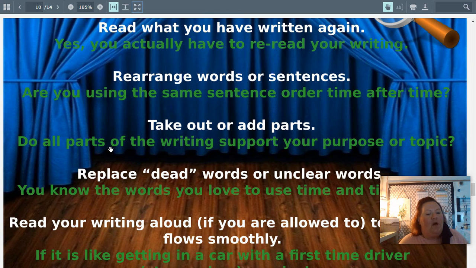Take out or add parts. Do all of the parts of the writing support your purpose or topic? Okay, when you are revising, you are reading to make sure that you have stayed on topic. Did you go out in left field?